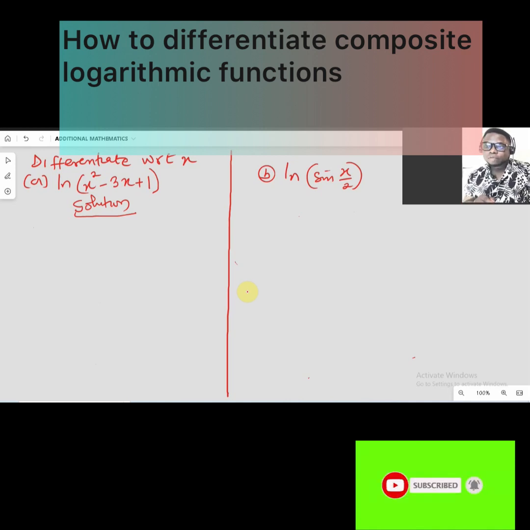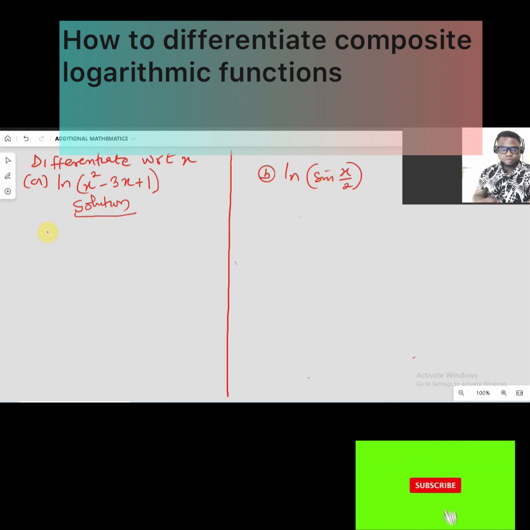Hello friends, today I'll be looking at how to differentiate composite logarithmic functions. With logarithmic functions, I mean natural logarithm, because this is ln. The first question says ln(x squared minus 3x plus 1). Natural logarithm, I call it ln. Now, the second question says ln(sine x over 2).